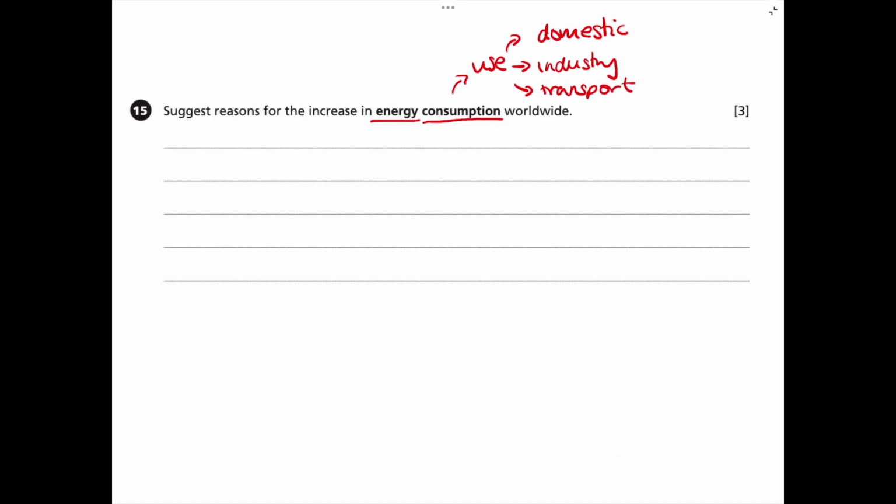Now, this question is asking us, what are the reasons why we are increasing our energy consumption worldwide? And there's lots of reasons for this. One, simply that if we have more people, there will be greater demand, and therefore we will have a higher consumption. So increased population leads to greater demand.